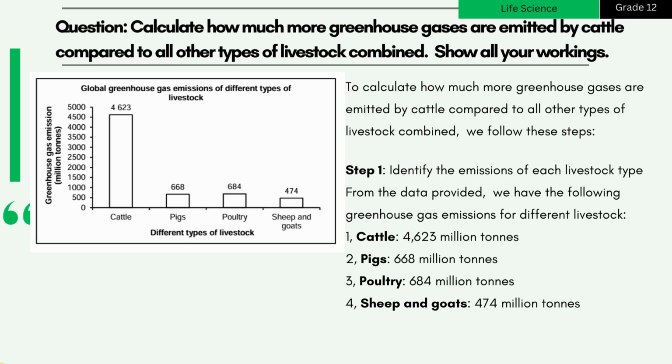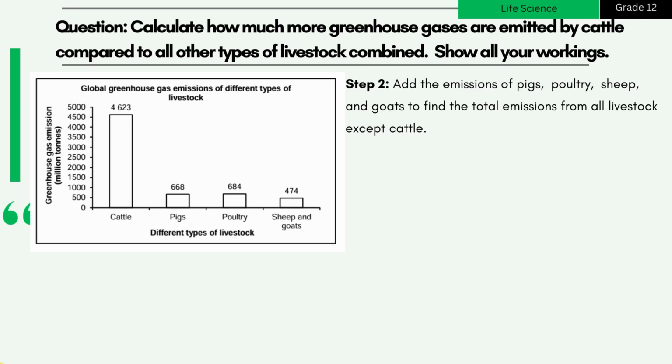1. Cattle, 4,623 million tons. 2. Pigs, 668 million tons. 3. Poultry, 684 million tons. 4. Sheep and goats, 474 million tons.